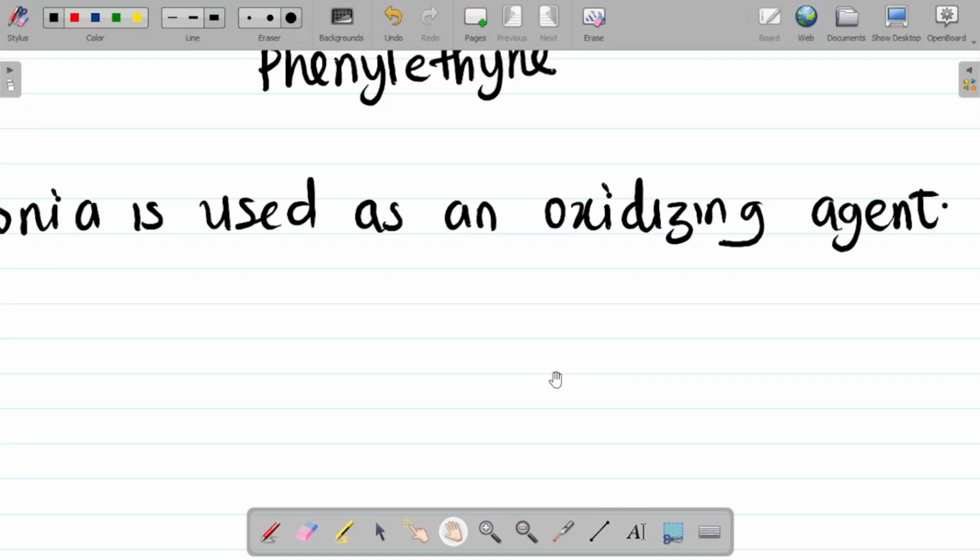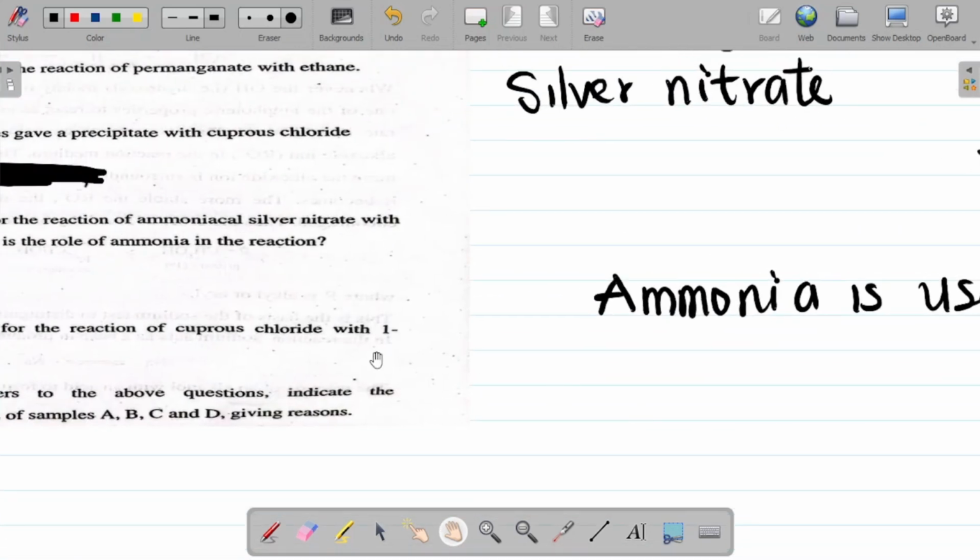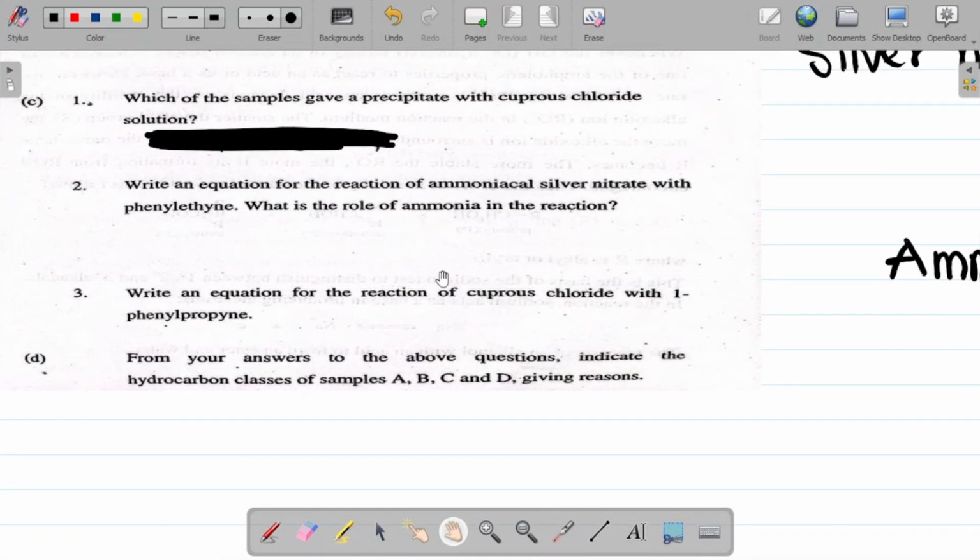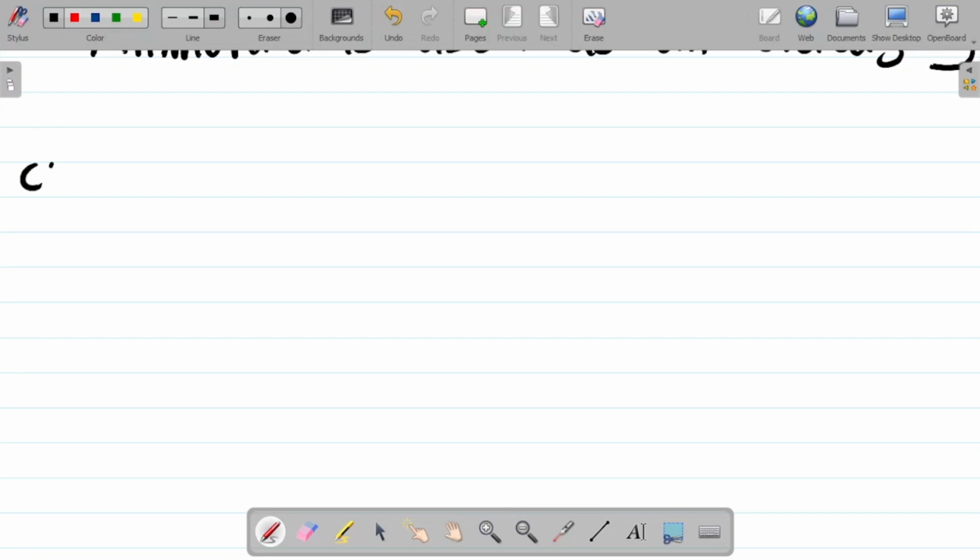All right, so next up, let's move on to the next question, C3. C3 says, write an equation for the reaction of cuprous chloride with 1-phenylpropyne. So first things first, cuprous chloride, that's CuCl. This combines with 1-phenylpropyne.